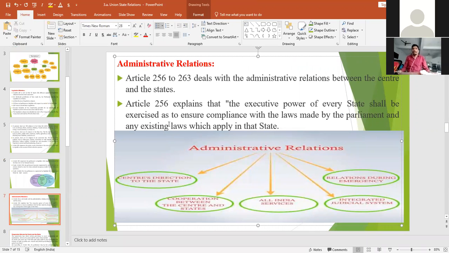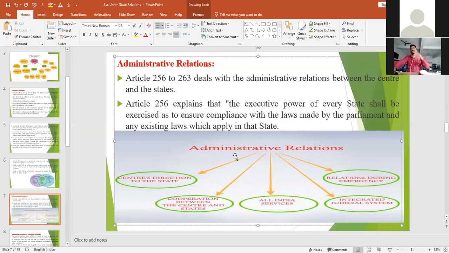According to the Constitution of India, the administrative relations between the center and the state were incorporated in the Indian Constitution under Articles 256 to 263. Approximately 8 articles clearly explain the administrative relations between the central government and the state governments. I have given a picture that shows the central government has some authority to make laws, and those laws may be relevant to the states, and the states also sometimes follow those parliamentary acts.